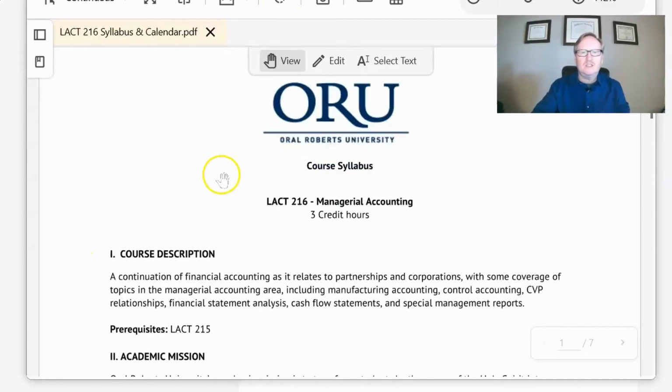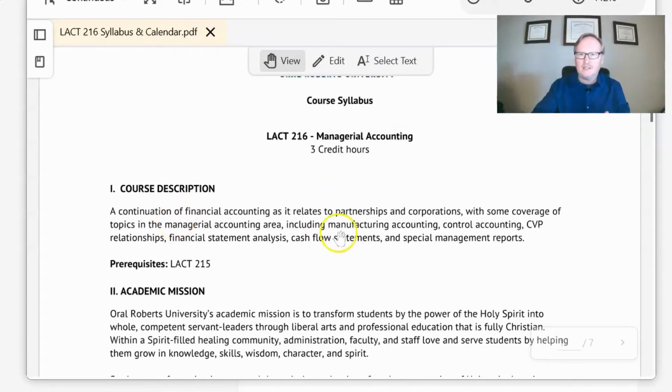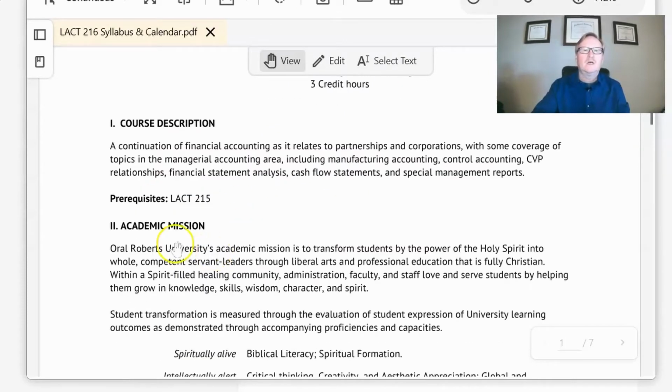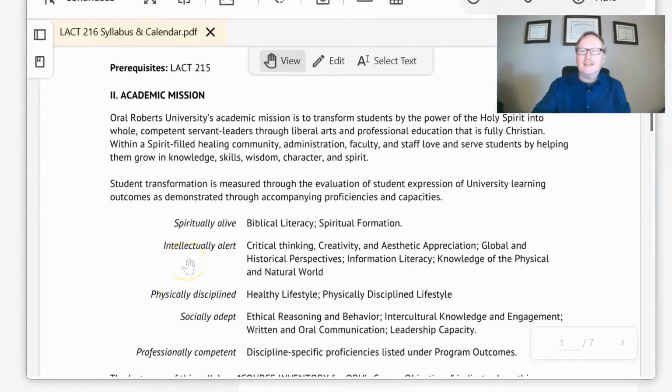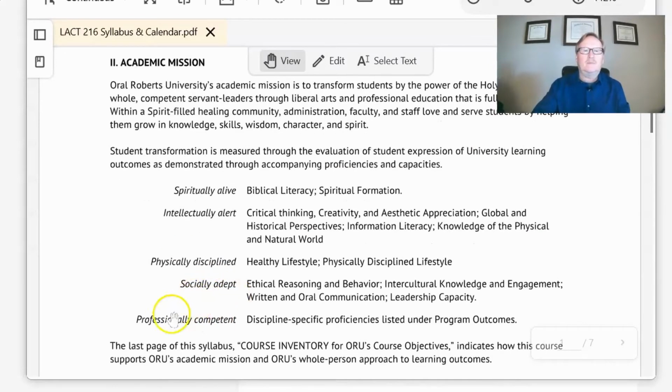And so anyway, here is your syllabus. I'm going to go back to the D2L again in just a moment, but I want to show you. So here's your Oral Roberts. All of your classes should be laid out the same. The mission of the university: spiritually alive, intellectually alert, physically disciplined, socially adept, professionally competent. When you come to Oral Roberts, these are the kind of things why you come to this school, right? And notice biblical literacy and spiritual foundation, number 1, right?